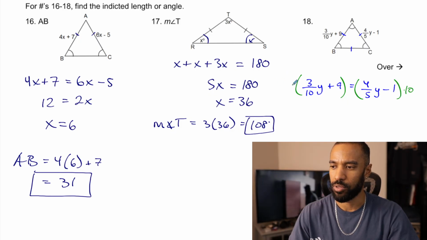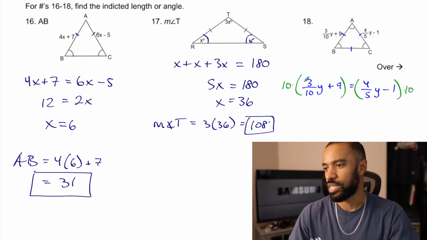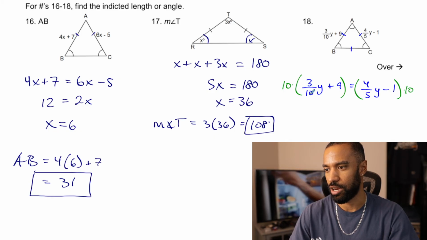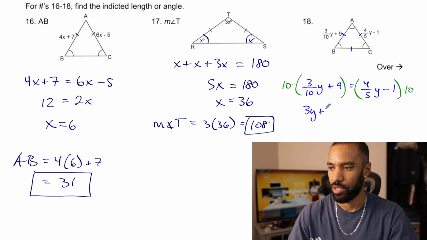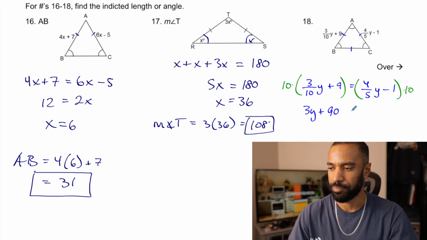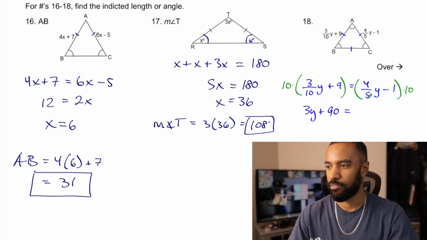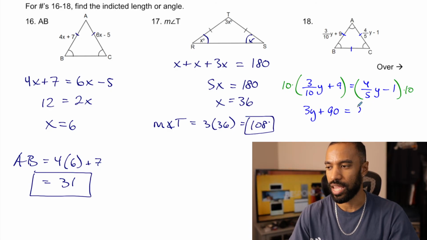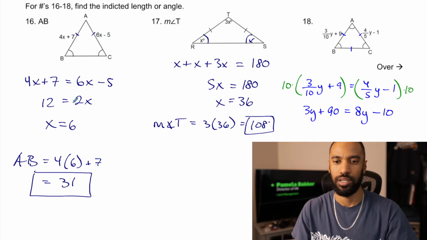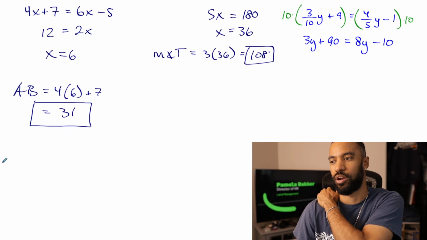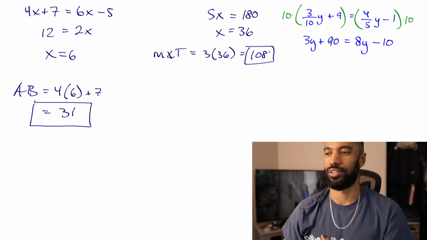So if I multiply both sides by 10 here, I do 10 times 3/10, or 10 divided by 10, 1 times 3 is 3. So I get 3y plus 10 times 9 is 90. 10 divided by 5 is 2 times 4 is 8. Here I get 8y. 10 times -1 is -10. You go, that's hard. Well, it's better than fractions. I like this a lot more, huh?